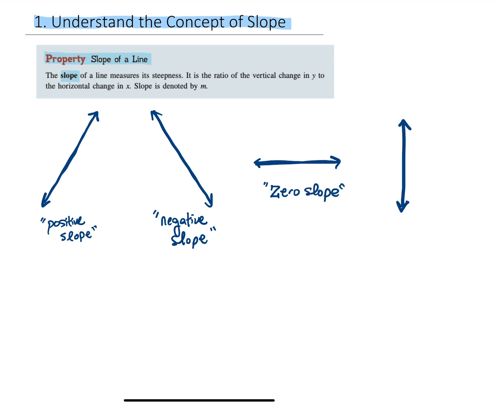Which makes sense. Imagine somebody walking on this. They're just walking on a flat surface. There's no slope to the line. Whereas positive slope, you would be walking uphill. Or negative slope, sliding down.